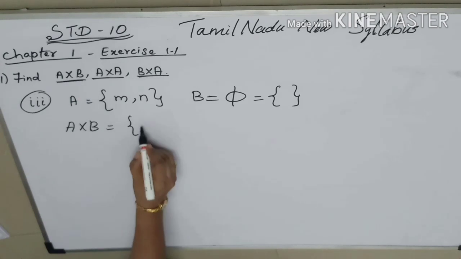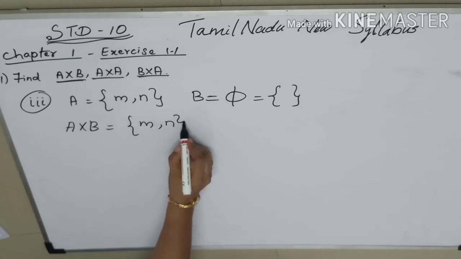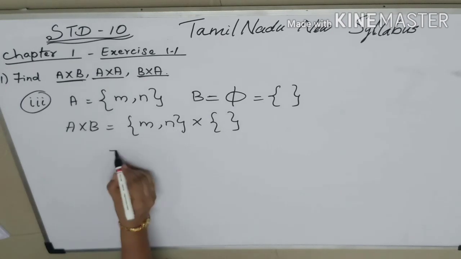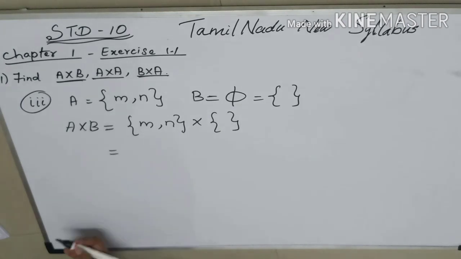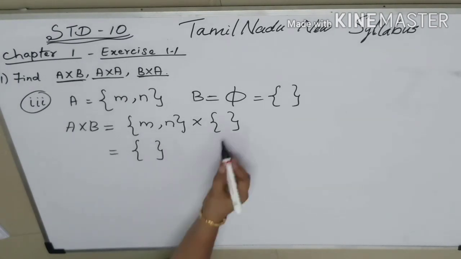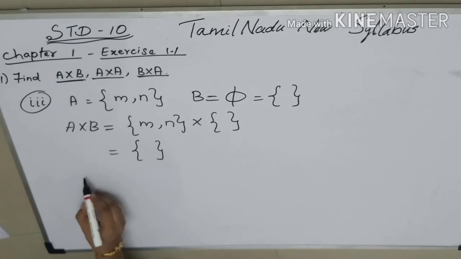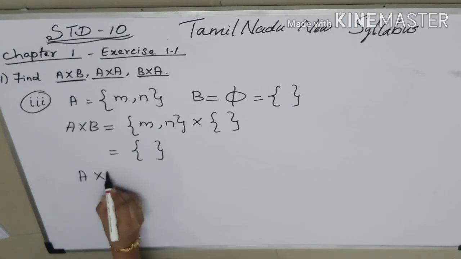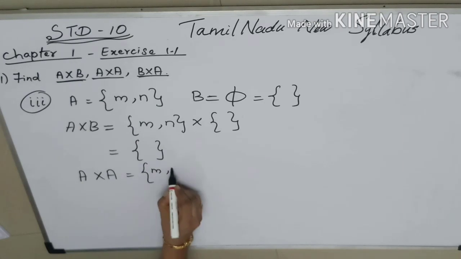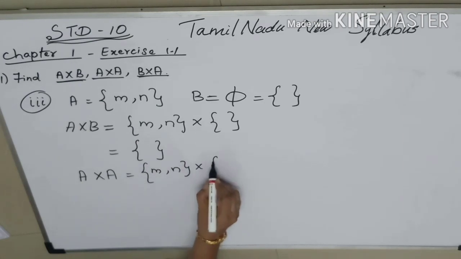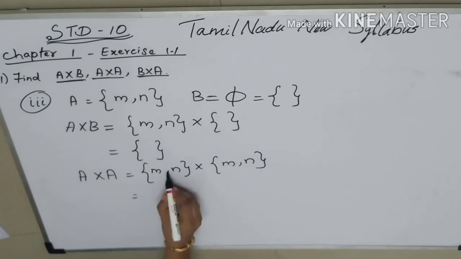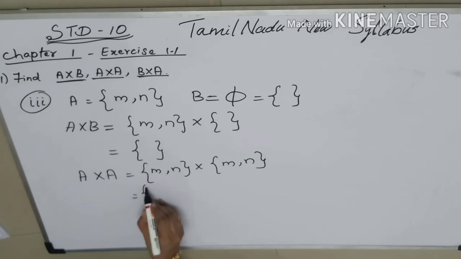So write your A, {m, n}, cross B is nothing but your phi, otherwise null set. So whenever you are going to do your Cartesian product with your null set, the answer will be null set only because you won't be able to combine these two sets. Okay. So your next answer is A cross A, you will have to find it. So A cross A is what? {m, n} cross again {m, n}.